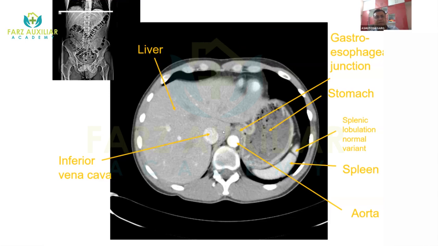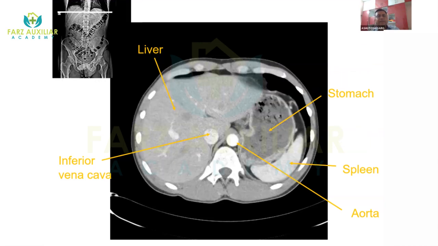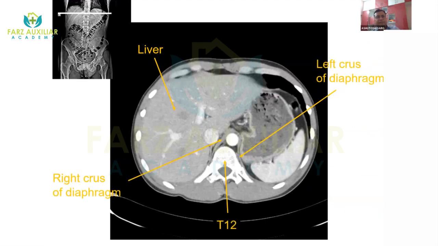This is aorta. This is inferior vena cava. Inferior vena cava on the right side and aorta on the left side against the vertebral bodies. Then inferior vena cava, aorta, stomach, liver, spleen. And this is the right crus of the diaphragm, and this is the left crus of the diaphragm. This is the T12 level, and liver, stomach, spleen, vertebral body, T12, aorta, inferior vena cava.